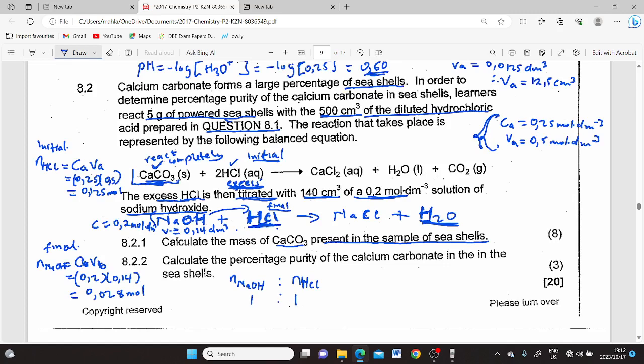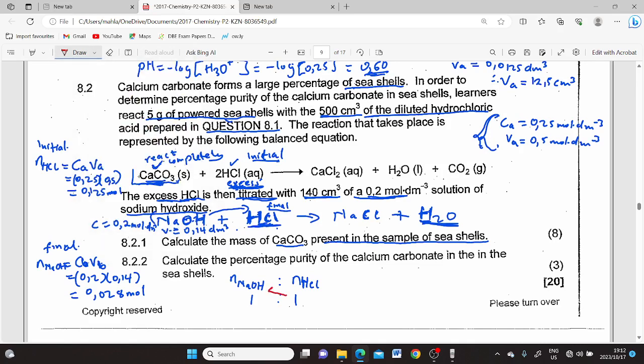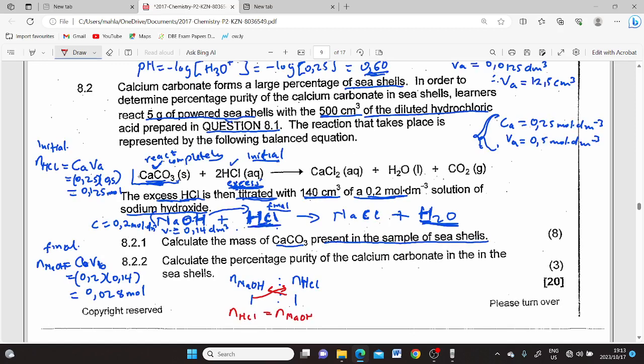So when you cross multiply, this one multiplies this one, and this one multiplies this one. It means it's 1:1. So the number of moles of HCl is the same as the number of moles of NaOH, giving us 0.028 moles. So this is the number of moles of the final HCl.